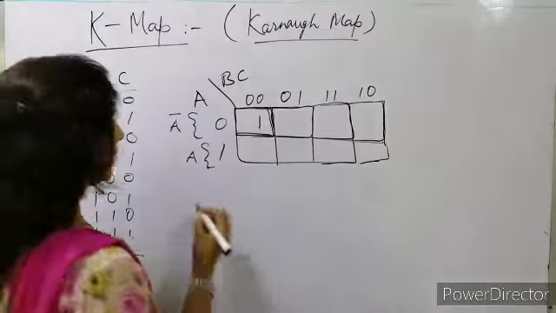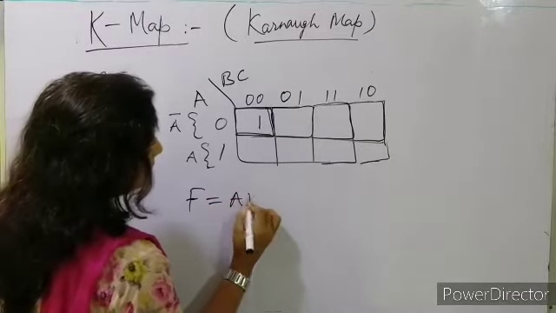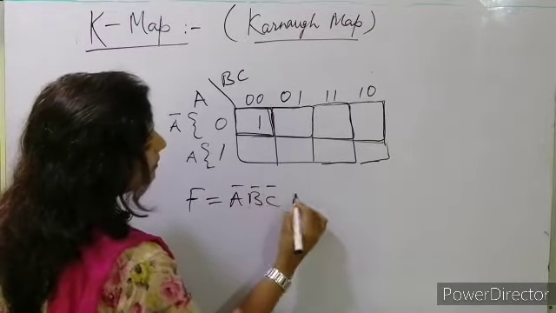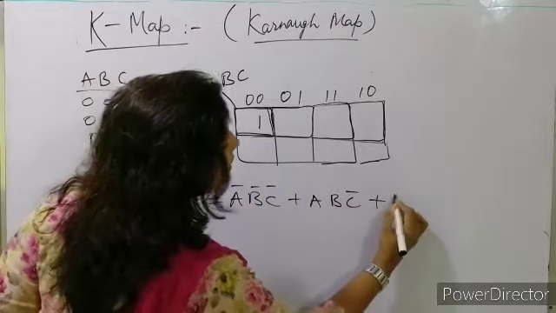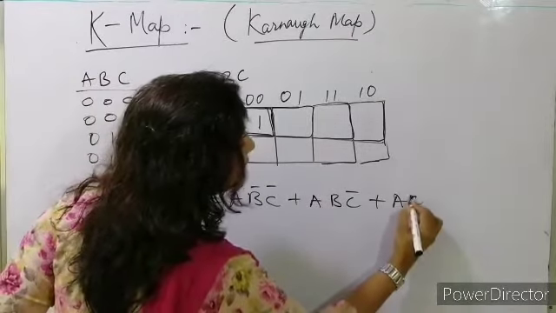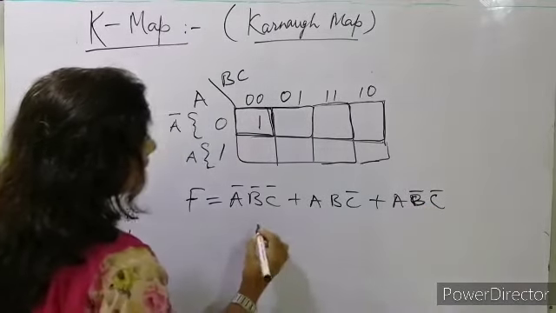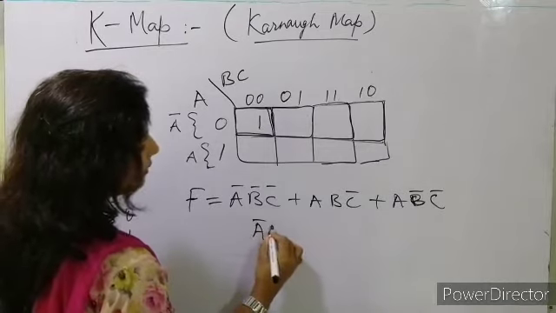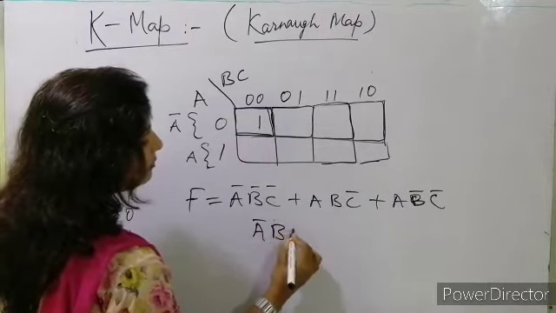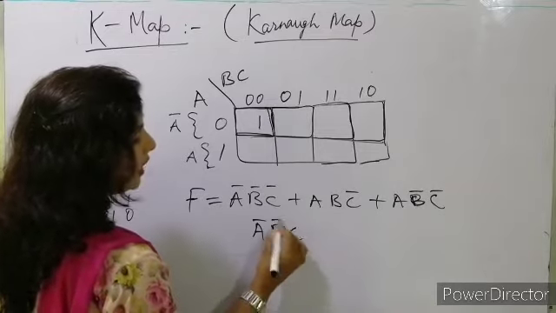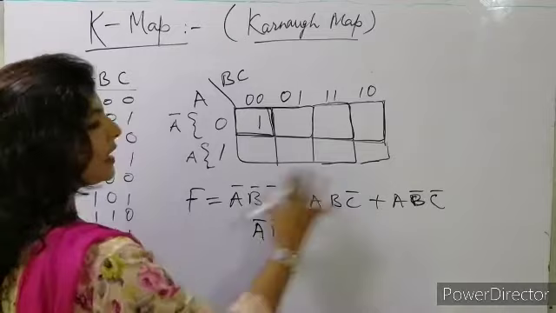So if this is included in the function, f is the given function: A bar B bar C bar plus A B C bar plus A B bar C bar plus A bar B C, A bar B bar C. Okay, A bar B bar C. These are the 4 terms.